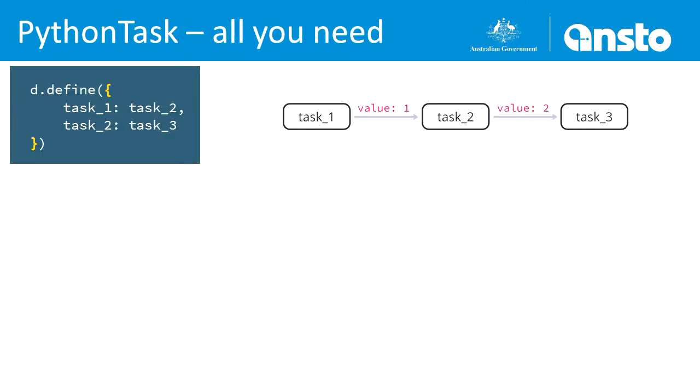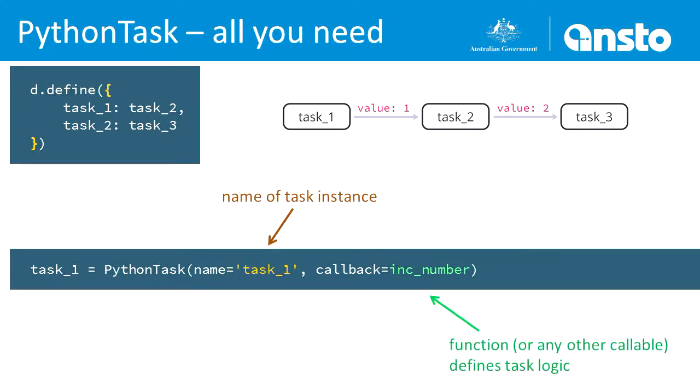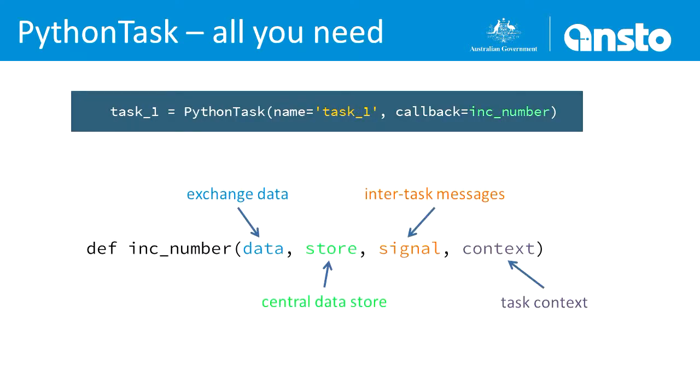So what is this task 1 object or task 2 object? It is just a Python task. And that's one of the standard tasks that we ship with the library. And that's the most powerful task you have, because the only thing it takes is a name, whatever you fancy, and a function or any other callable. And then you can do whatever you like in that callable. And in this case, we just want to increment a number. So that is what the structure of that callable looks like.